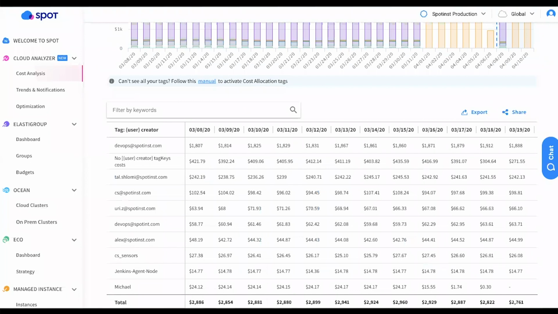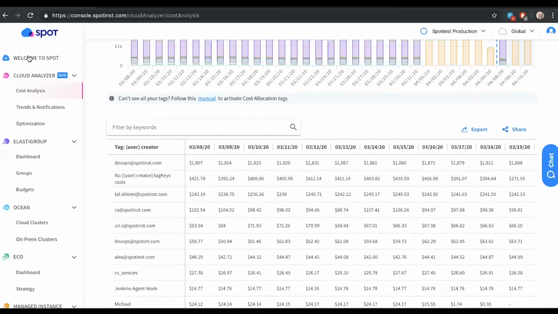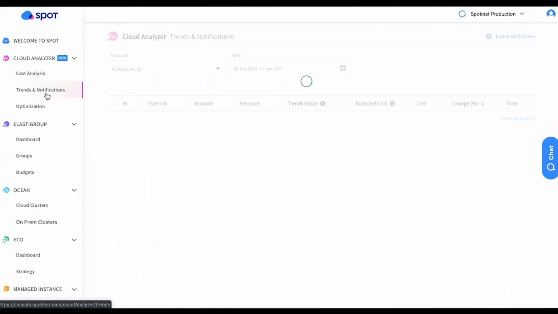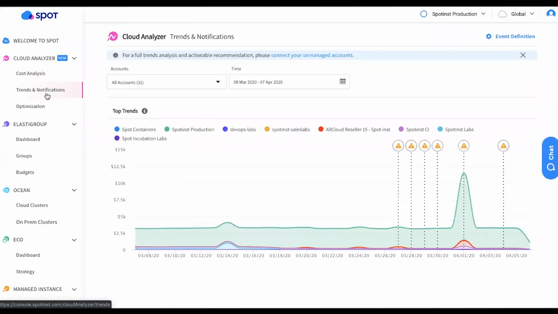Now, coming back to our regular scheduled program, talking about Cloud Analyzer, the next area that we want to focus on is trends and notifications. This is really just helping us get a sense of what's normal in our environment and what's irregular or anomalous. We don't want any surprises at the end of the month, or at any point in time, because we may be spending on some project or resource that we weren't expecting or didn't know about.